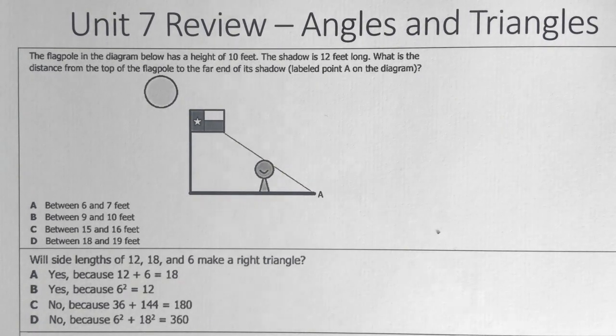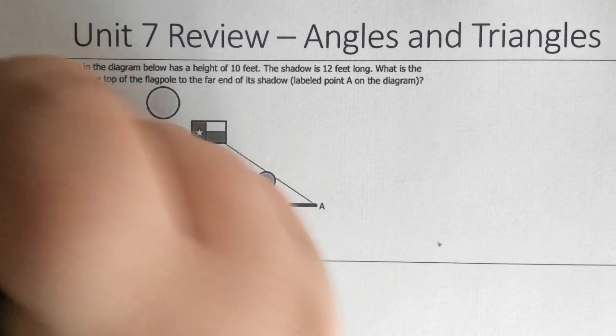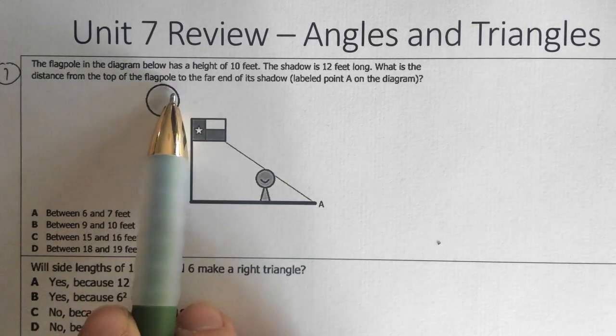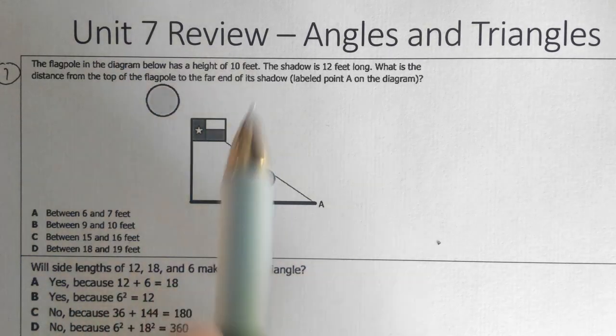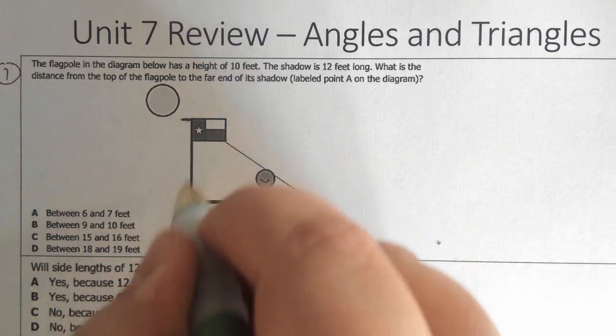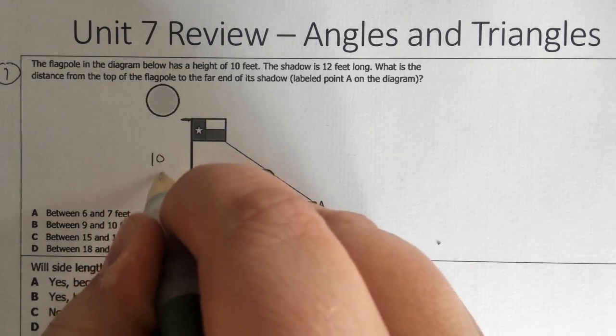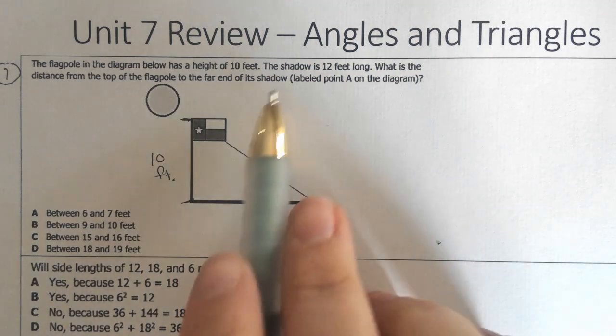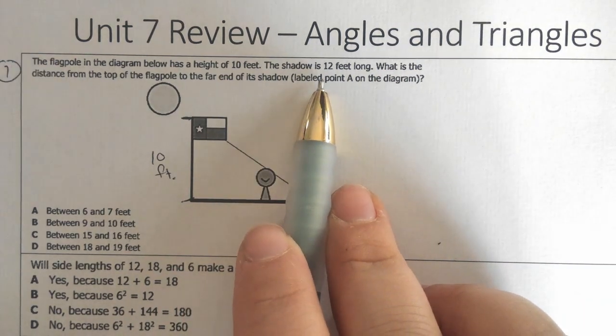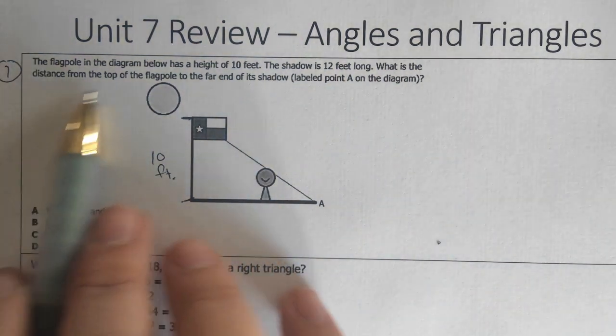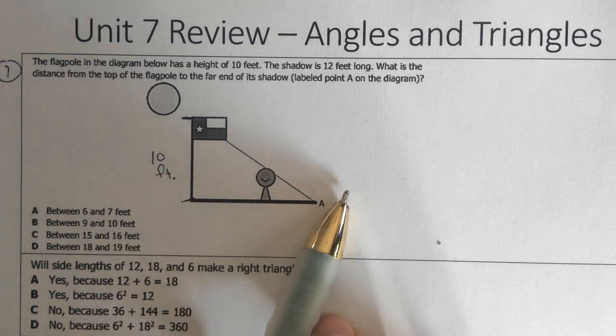Okay, so starting with, we'll call this number 1. The flagpole in the diagram below has a height of 10 feet. So the flagpole's length is 10 feet tall. Okay. The shadow of that flagpole is 12 feet. What is the distance from the top of the flagpole to the end of its shadow?